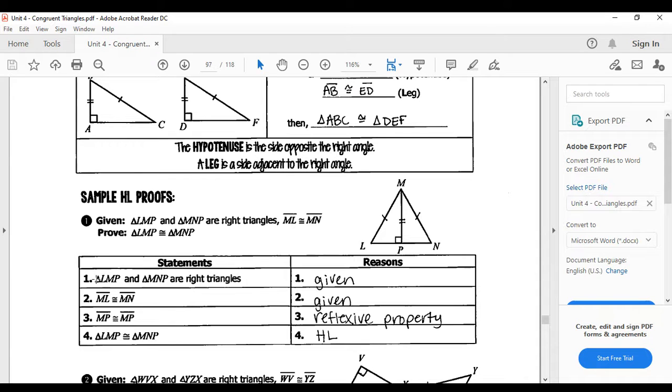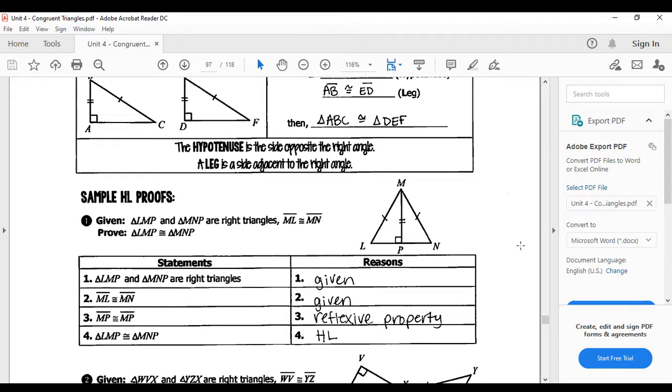I would start with my first statement, which is given to me, and my second statement, which is also given to me. Since I have the hypotenuse congruent to this hypotenuse, I just need a leg. The easiest way is to say MP, because they both share that side. So I can say MP is congruent to MP, and I know that because of the reflexive property, which is nothing new. The only thing different here is that now I have a hypotenuse and a leg, so these are congruent by the hypotenuse leg theorem. I just put HL right there. Instead of side-side-side or side-angle-side, it's just HL for hypotenuse leg. And that's pretty much it.